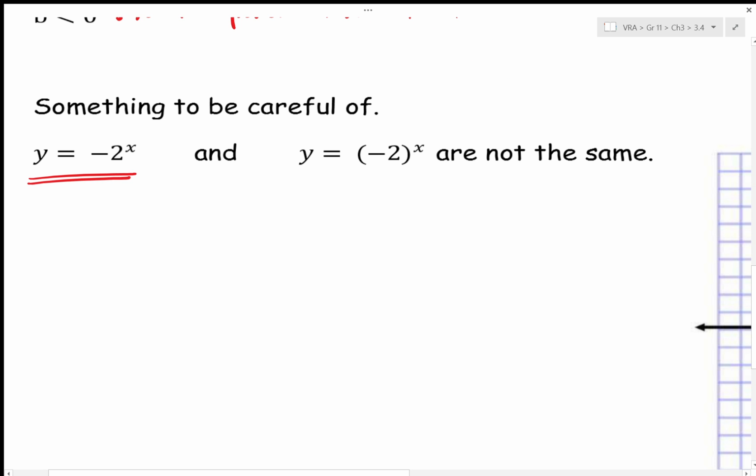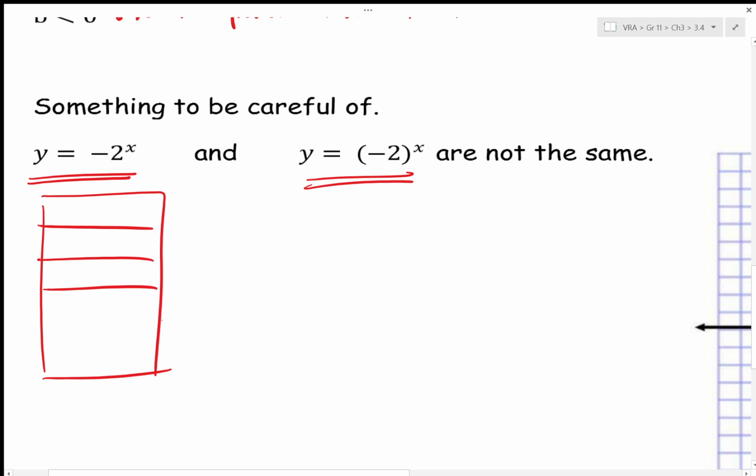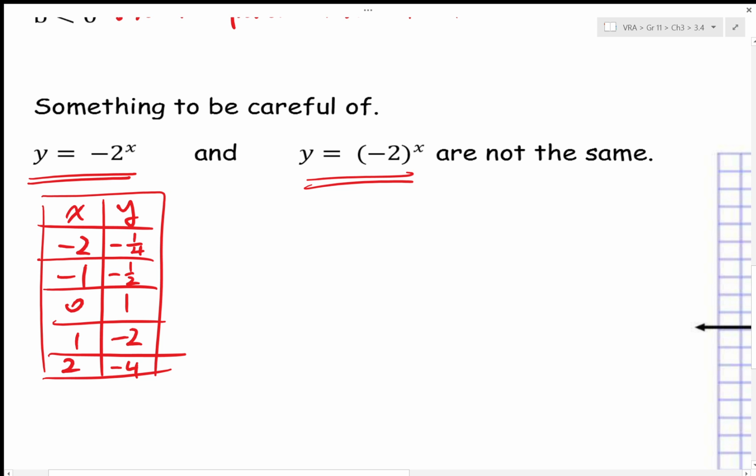Now, one thing that I really want you to be careful of is y equals negative 2 to the power of x, versus y equals (negative 2) to the power of x, the negative 2 being the whole inside of the brackets. If you create a table of values for the first one, in red, I have x and y: negative 2, negative 1, 0, 1, 2. This gives me negative 1 over 4, negative 1 over 2, negative 1, negative 2, and then negative 4.